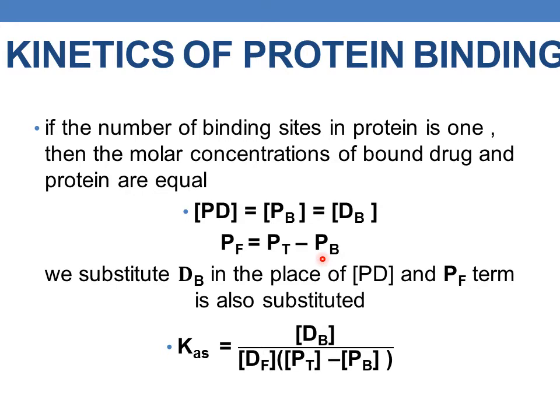And here we substitute Db in the place of Pd, and the Pf term is also replaced. As we all know, Ka equals Pd by Df into Pf. Instead of Pd, we are replacing it with bound drug, and in the place of Pf, we are replacing the term Pt minus Pb. So the final equation becomes Ka equals Db by Df into Pt minus Pb.